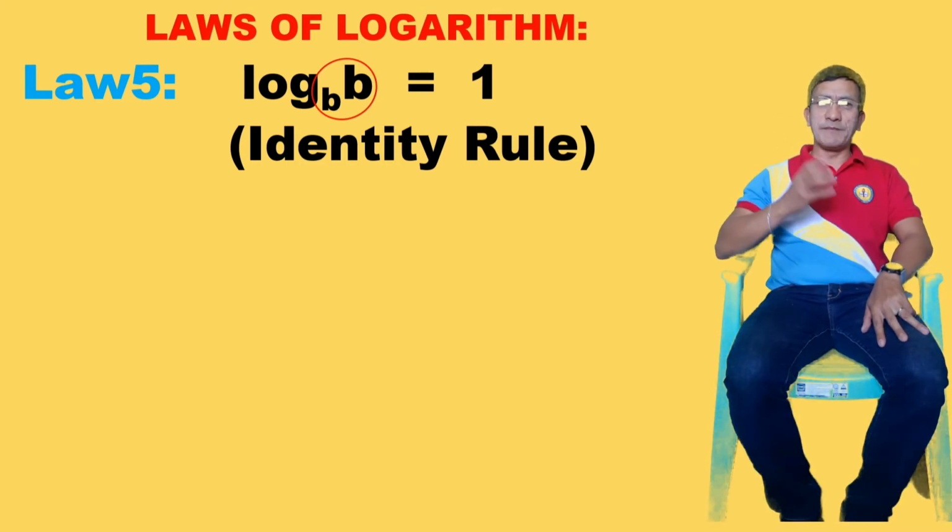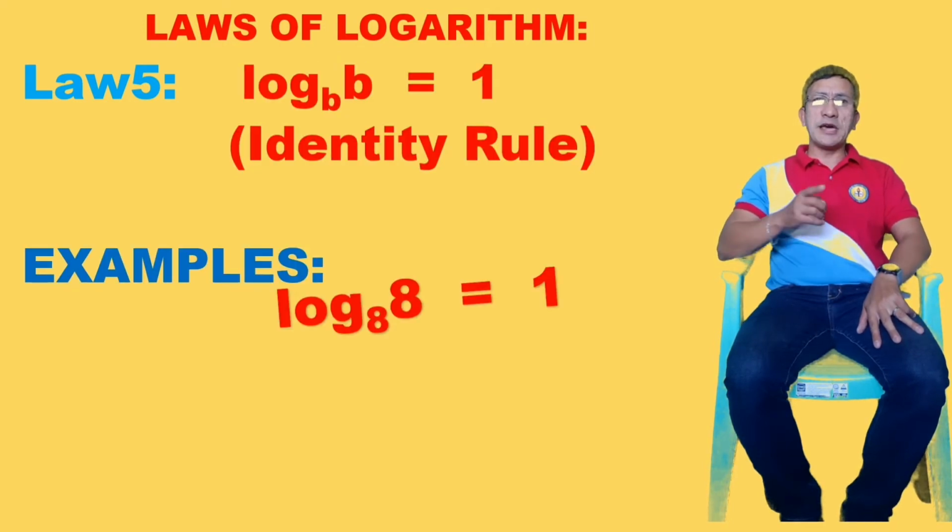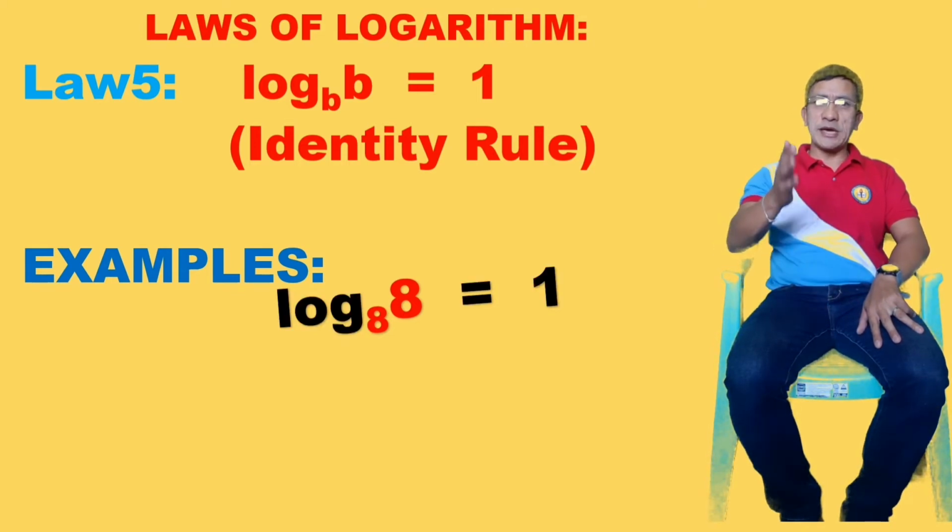So it is very easy. If that's the case, the value is always 1. Example, log of 8 with base 8 equals 1. 8 is the value to solve for logarithm and its base is also 8. That's why it is 1.